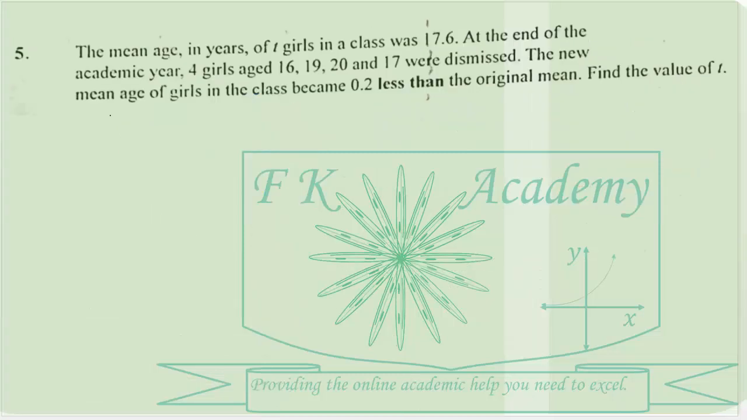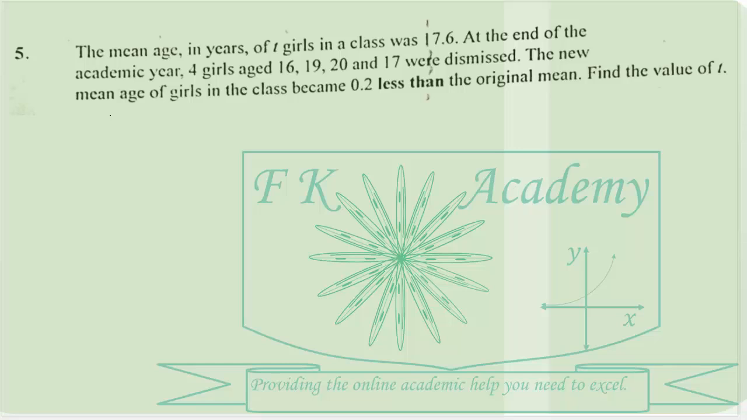Question 5 is on statistics. The mean age in years of T girls in a class was 17.6. At the end of the academic year, 4 girls aged 16, 19, 20, and 17 were dismissed. The new mean age of girls in the class became 0.2 less than the original mean. Find the value of T.